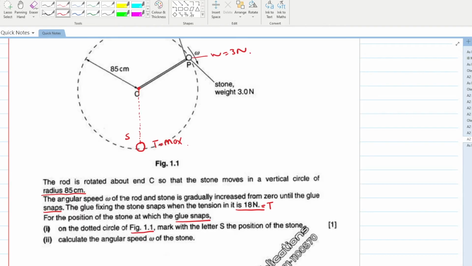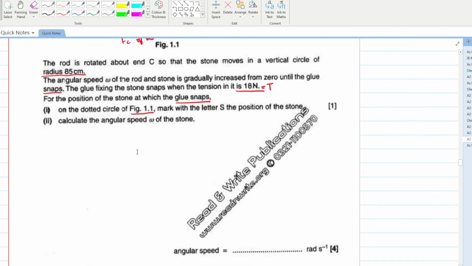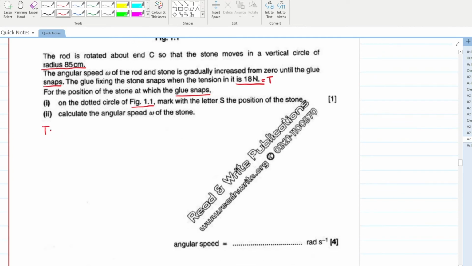Let's mark the forces at this point. Only tension is acting upwards. The other two are weight, acting downward, and centripetal force, acting downward as well. Let's equate them. Tension equals centripetal force plus weight. Tension is 18 Newton. Centripetal force is mRW square. Weight is 3 Newton. Subtract them. 15 Newton equals mRW square.